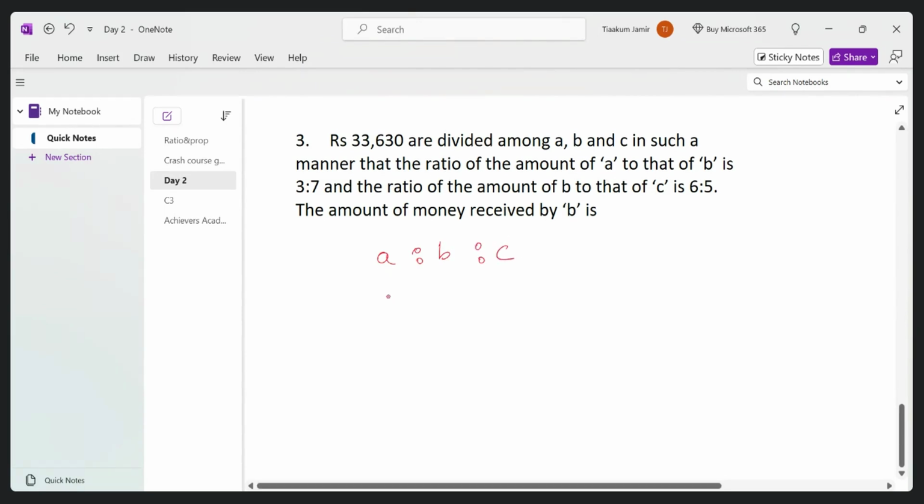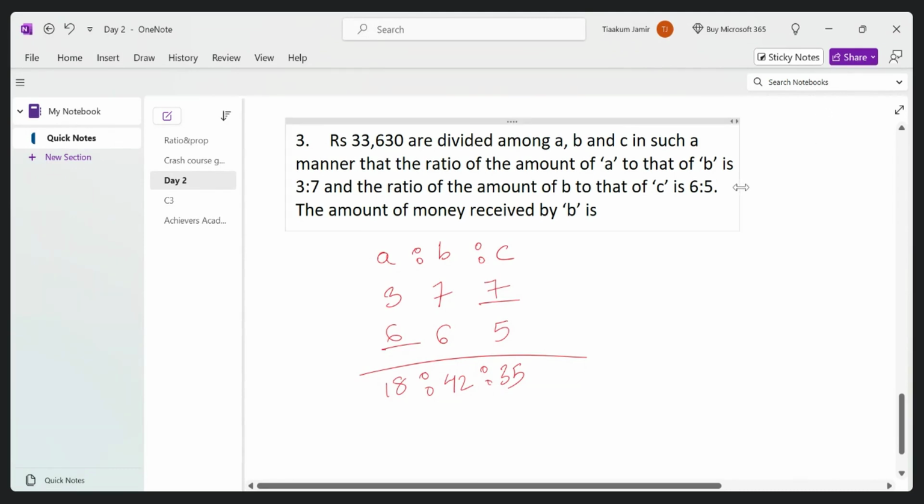In order to find A is to B is to C, A to that of B means 3, 7, that means 3, 7 we will write here. B to that of C means 6, 5. B is 6, C is what? 5, or no? This number becomes 7, or no? This number becomes 6, or no? 6 threes are 18. We'll have 42 here. 35, or no? You getting?